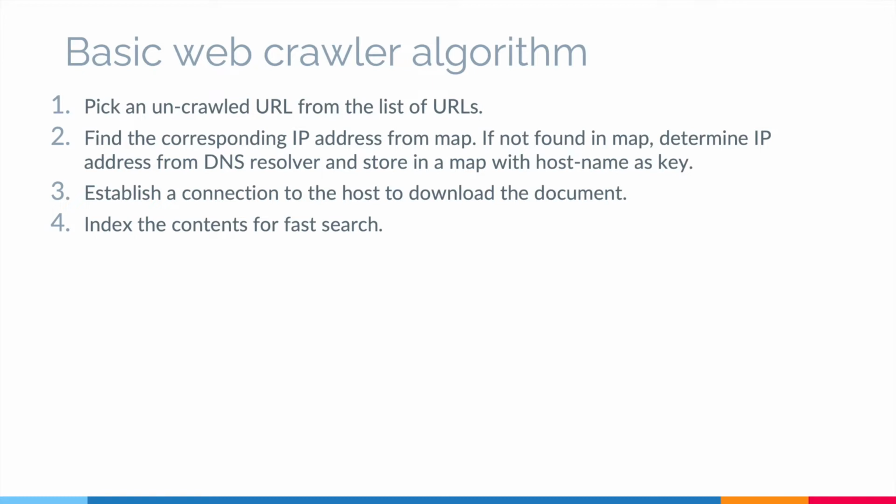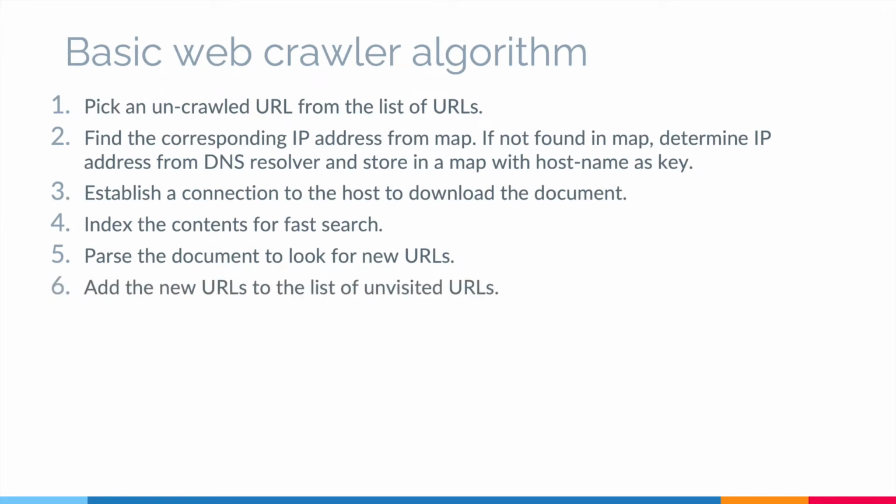So what we can do is to index this content in a distributed indexer that we will be building later. In order to find more URLs to crawl, we can parse the current URL document to look for new URLs and add them to the unvisited URLs list. Then we can repeat all these steps for this new list of unvisited URLs.